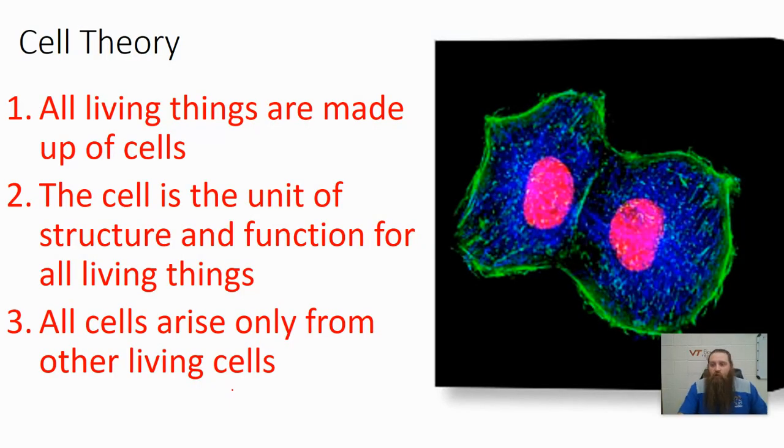And so you want to know cell theory. This is something you're going to see over and over again. So number one, cell theory says that all living things are made of cells. Number two, the cell is the unit of structure and function for all living things. You've probably noticed that in biology, we talk about structure and function a lot. The structure of the cell determines its function, determines what it can do. Right? A nerve cell would not make a very good muscle cell.